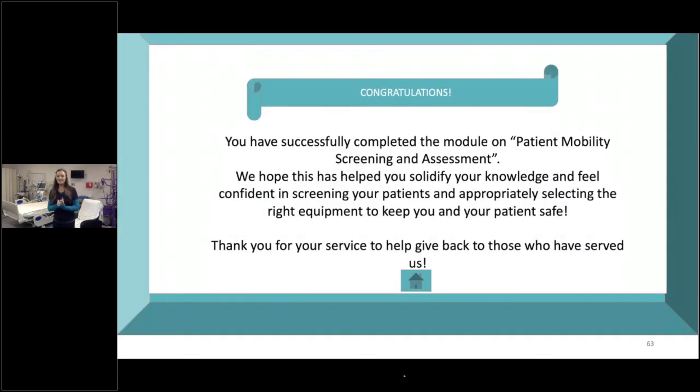So you've successfully completed the module on patient mobility screening and assessment. We hope that it's helped you solidify your knowledge and feel confident screening your patients and appropriately selecting the right equipment to actively help your patient participate, to meet their mobility goal and keep everybody safe.